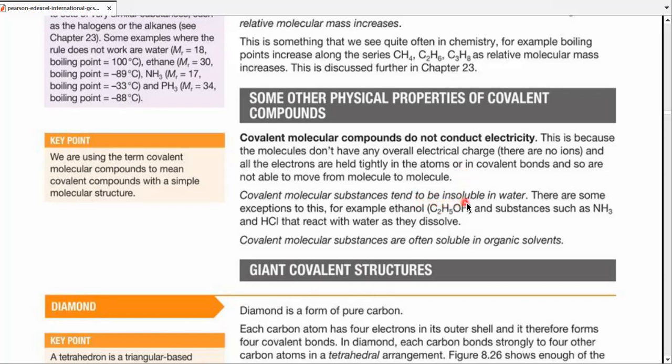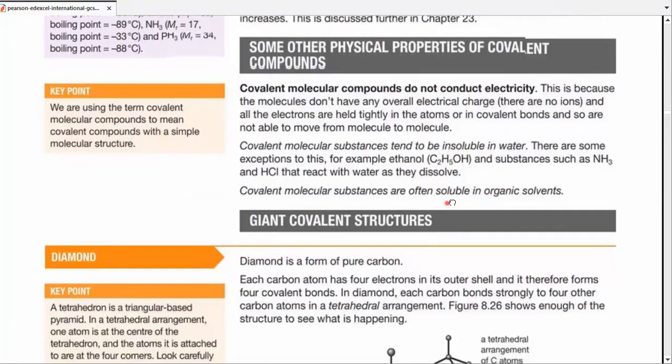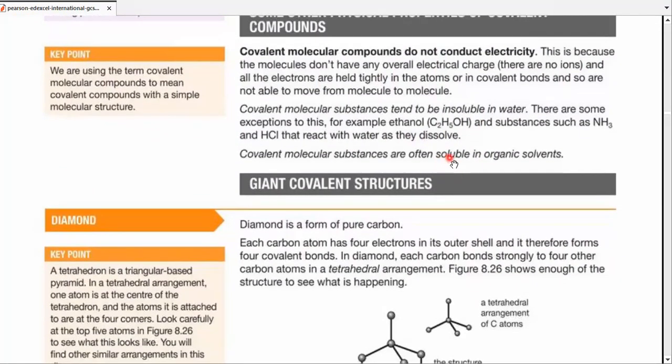Covalent molecular substances tend to be insoluble in water. Some exceptions to this are ethanol and substances such as ammonia and HCl that react with water as they dissolve. Covalent molecular substances are often soluble in organic solvents, and we've discussed that organic solvents can be ethanol or others such as petrol, carbon tetrachloride, and so on and so forth.